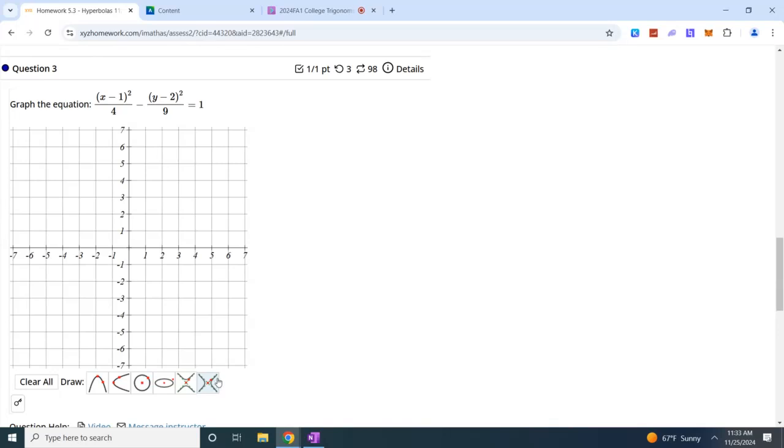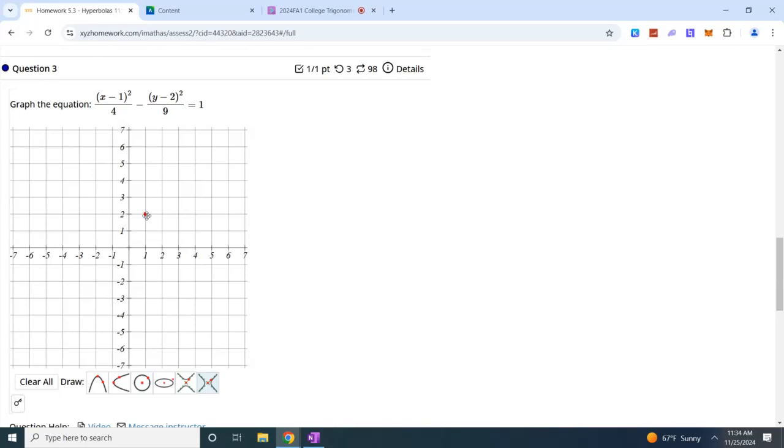Next, I want to plot my center. So remember that h follows x, k follows y, and you must reverse the sign. So the center for my problem is actually going to be positive 1. So I'm going to go over 1 place to the right, and I'm going to go up 2 and plot my center.